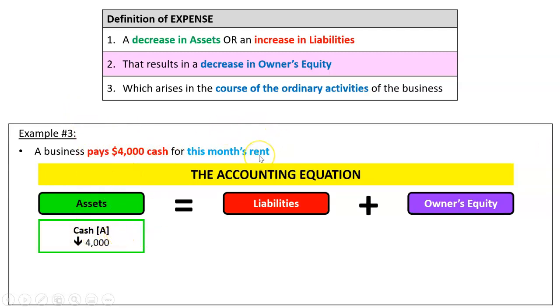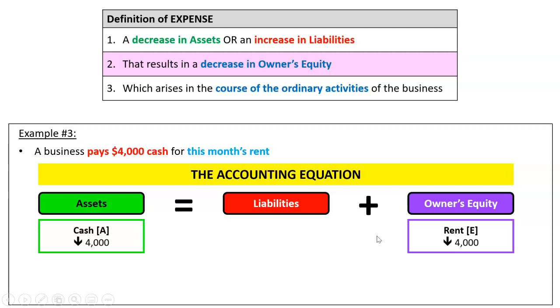Now, when we rent something this month and pay it, we're going to use the property, and all the economic benefits are gone. It's not like we've got another asset. We're not paying off a debt. So that actually is going to be an expense, which will decrease owner's equity. But why is it an expense? Well, let's have a look.